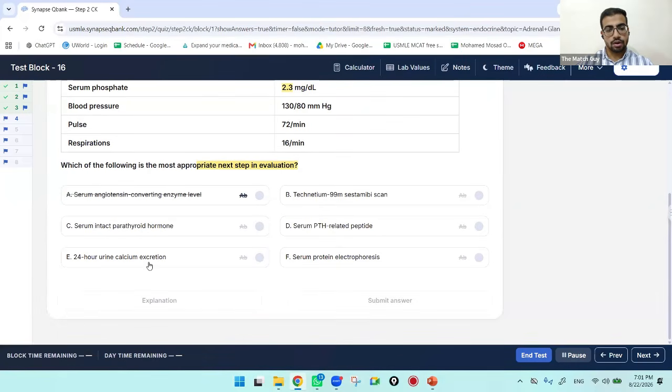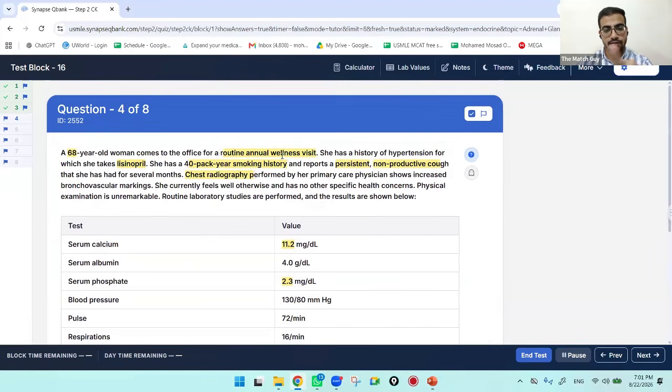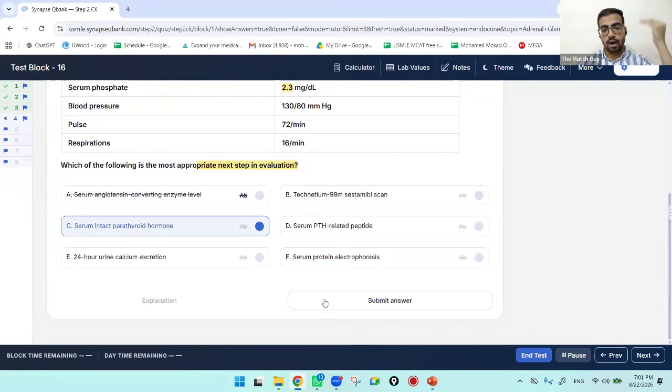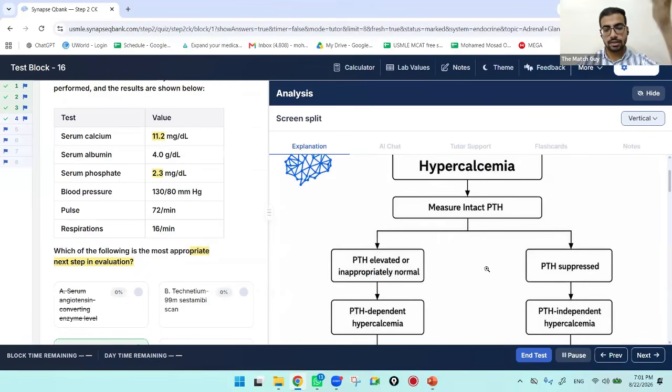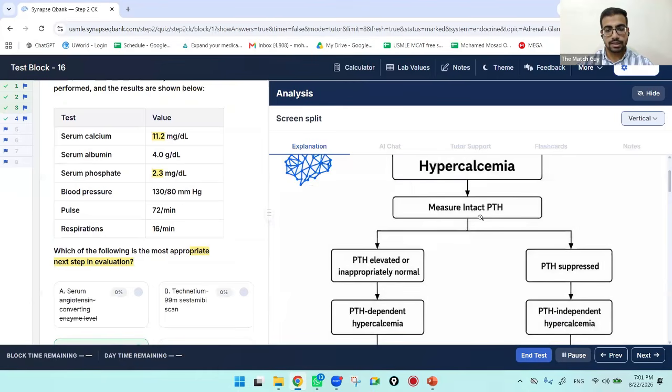Keeping it simple, even before going to the rest of the answer choices. Keeping it simple, hypercalcemia, I just told you. Even if you know the diagnosis from the clinical stem, they want you to go step by step. So first of all, why not categorize it into PTH dependent or PTH independent? So here you have hypercalcemia. The next step is measure intact PTH.